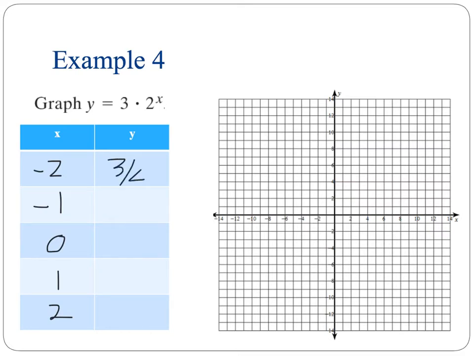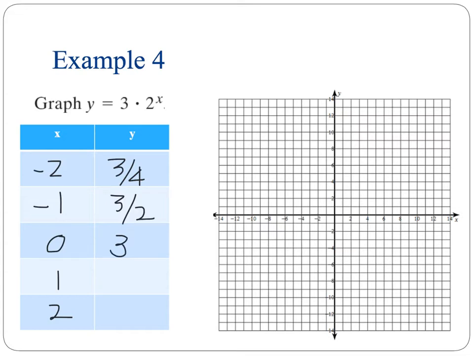If I plug in -1 for x, that gives me 2 to the negative first, or 1 over 2. And then I'm going to multiply that by 3. So 3 times 1/2 will give me 3/2, or 1.5. If I plug a 0 in for x, I end up with 2 to the 0, which is 1, times 3 will give me 3.